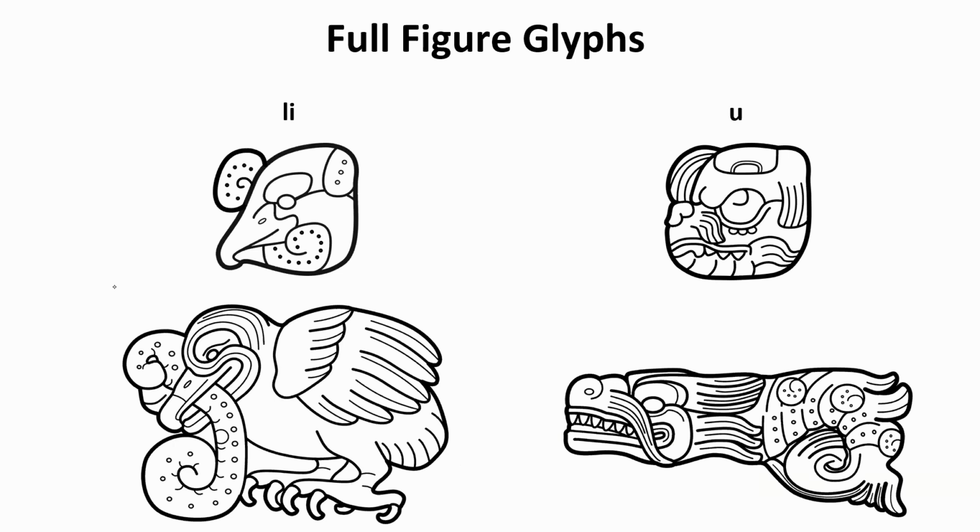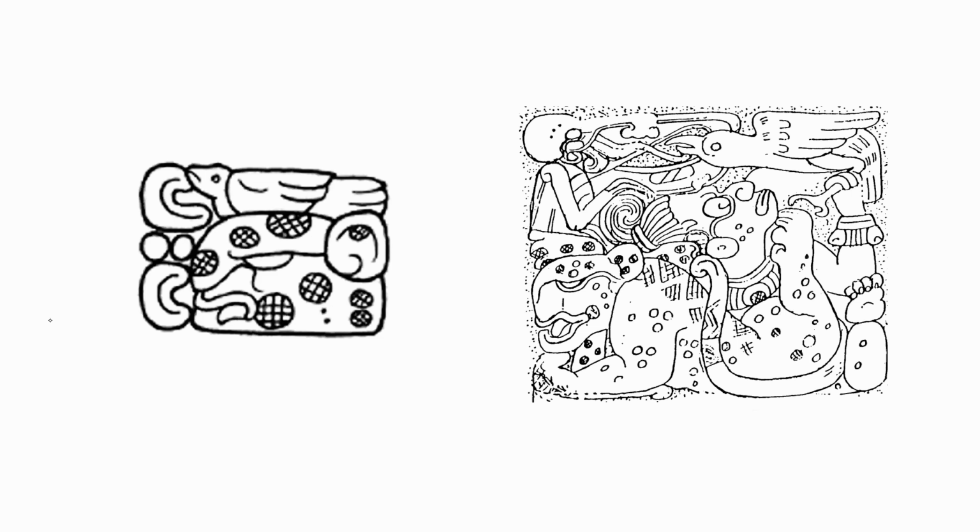Also here with full figure hieroglyphs, this is the syllable li, the worm, here in this full figure version. And this is just the head here and the bird, the worm here, or the syllable u, it's a shark. And this is the full body. And you see this is the very same hieroglyph.